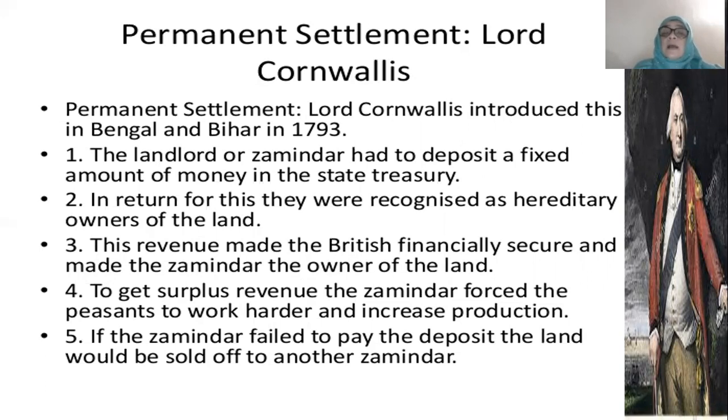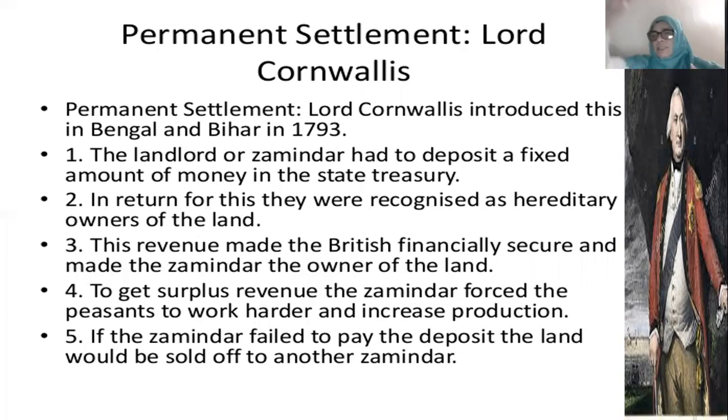Now the lords or zamindars had to deposit a fixed amount of money in the state treasury. In return, they were recognized as hereditary owners. In every possible way, they were trying to take our land, our money. In everything they were collecting, they were just taking away things. The revenue made the British financially secure. They were becoming powerful day by day. To get surplus revenue, the zamindars forced the peasants to work harder.